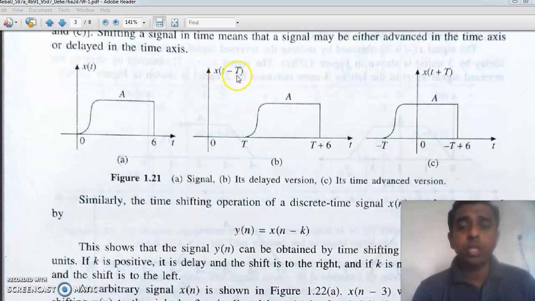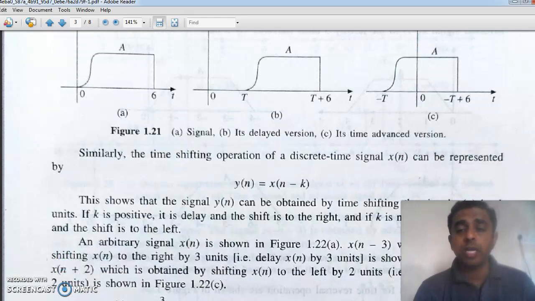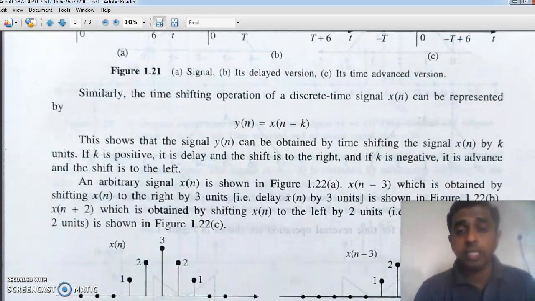To know the starting point of a signal, you put the argument t minus capital T equal to 0. If you do that, then the signal starts at capital T. Here also, if you put the argument to 0, the signal starts at t is equal to minus T. So this is where the signal starts. The same argument can be made for discrete signals also.